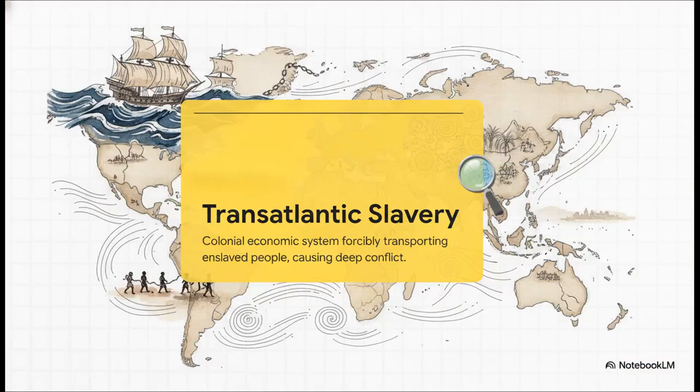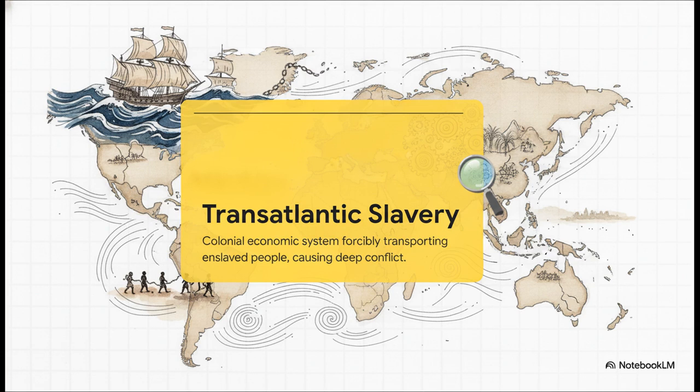Before we dig into the evidence, we need to lock in our working language. Take a close look at this definition of transatlantic slavery. Notice the specific words being used here: a colonial economic system and forcibly transported. Transatlantic slavery wasn't just some random occurrence, right? It was a deliberate, structured economic engine built to generate immense wealth for the colonies, all through profound human suffering.